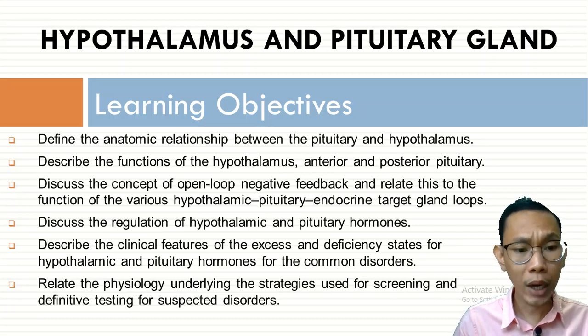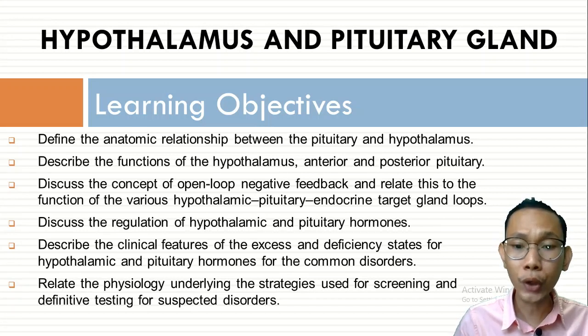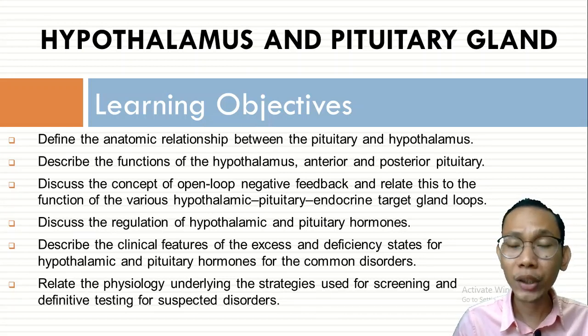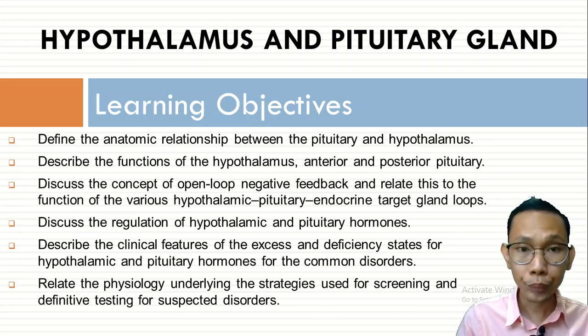Then we will describe the clinical features of the excess and deficiency state for the hypothalamic and pituitary hormones for the common disorders. Then we will relate the physiology underlying the strategies used for screening and definitive testing for suspected disorders. In short, we will also tackle how we diagnose those disorders.